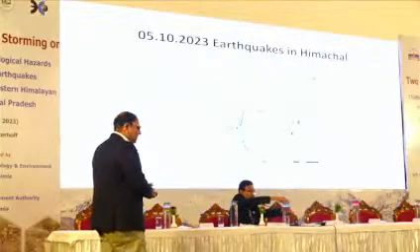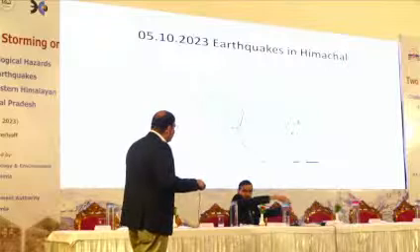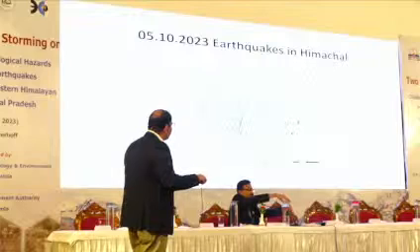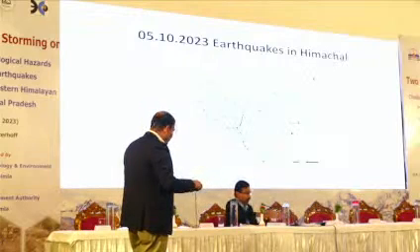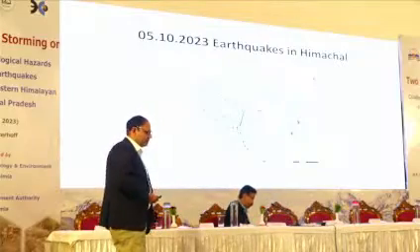Exactly as in yesterday's news, 2 earthquakes of magnitude 2.8 occurred near Kinnaur. This is the location of those earthquakes. They occurred in this particular area yesterday, though they were not felt because they were very small.